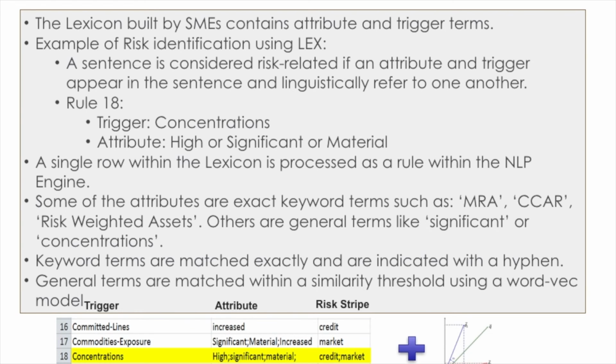The word vector model is an open source model built by Google called Word2Vec. The Word2Vec algorithm uses a neural network model to learn word associations from a large corpus of text. In this case, Google has used its news sources. You can think of Word2Vec as a machine-learned thesaurus. A sentence is a match if an attribute and trigger both appear in the sentence, and they also have a linguistic link between them, as in they are referring to one another.